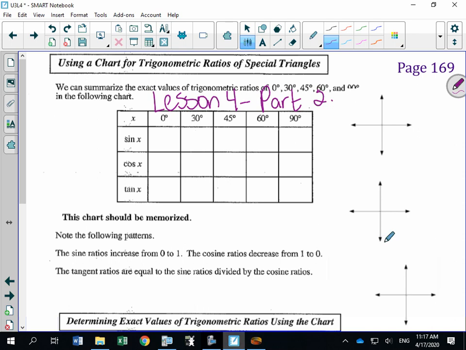Okay, this video will be part 2 of lesson 4. Part 1 of lesson 4, the entire 30-minute video, was essentially on 3 special triangles, the 45, 45, 90 and the 30, 60, 90 special triangle. Can you draw those special triangles? And from those special triangles, can you fill in this chart? That is something you just need to know inside and out.